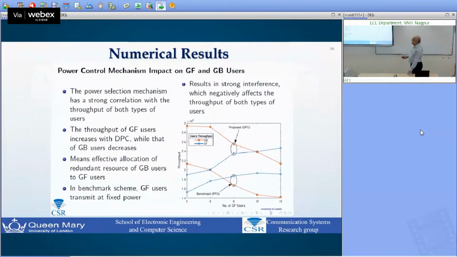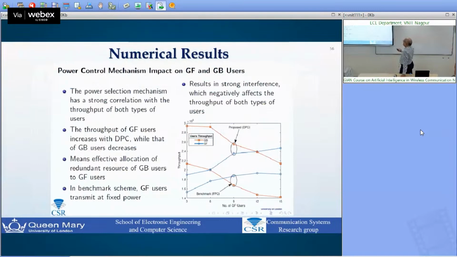Now we can see the number of grant-free users. It is obvious that when you increase the number of grant-free users in one sub-channel, the performance of grant-based will decrease. The grant-based is the yellow one. When the number of grant-free users increases, the yellow one decreases, because interference will increase. Therefore, the performance of grant-based will decrease.